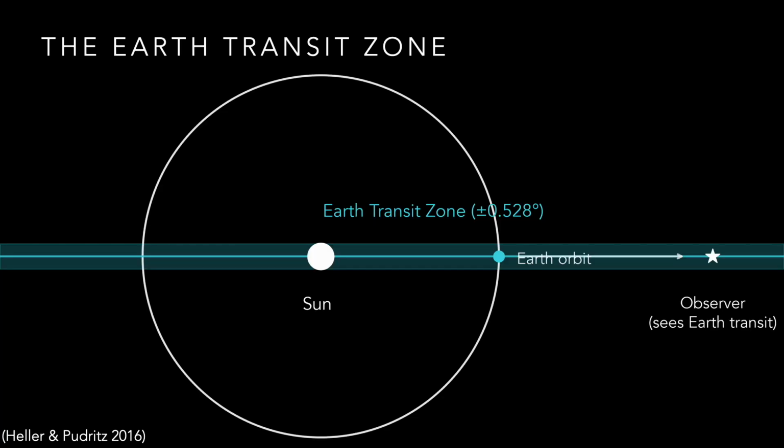The Earth transit zone is a narrow region in space with a special property. Stars passing through this region are able to witness an Earth-Sun transit from their point of view. This means that any civilizations that happen to call these stars home may be able to detect Earth as a habitable planet using the same methods that we use to characterize exoplanets today.